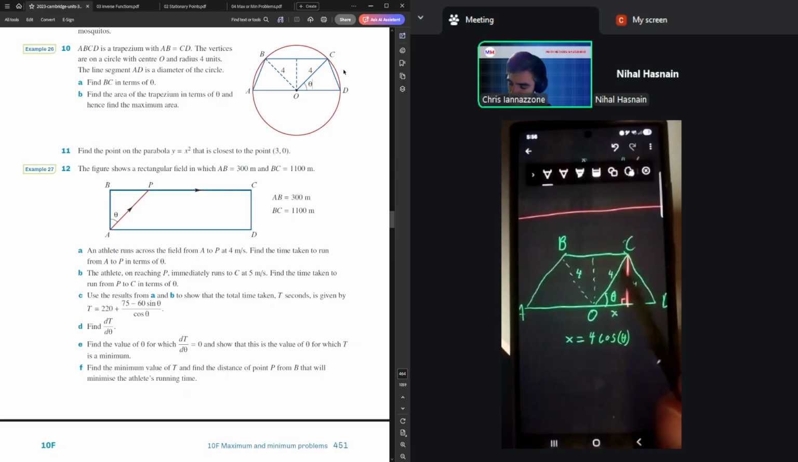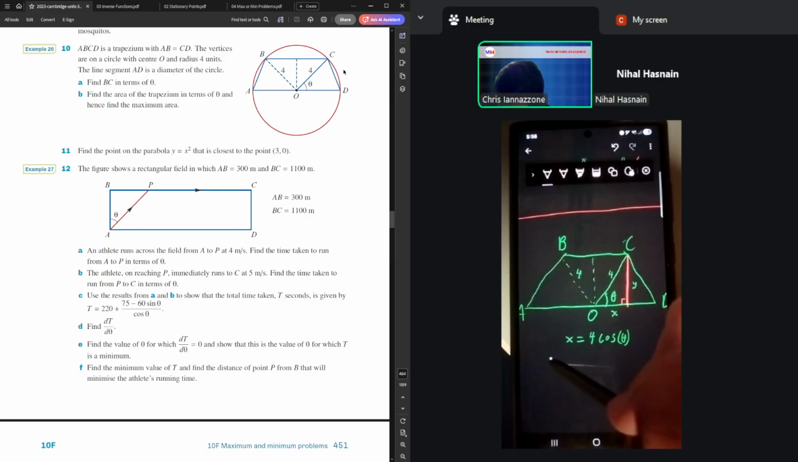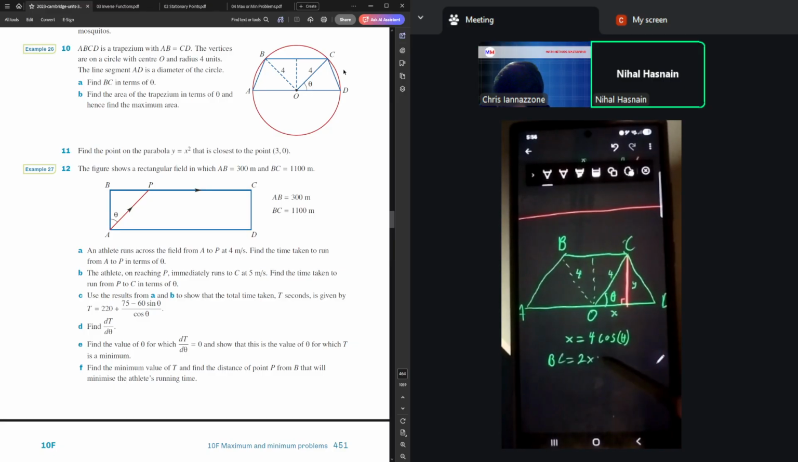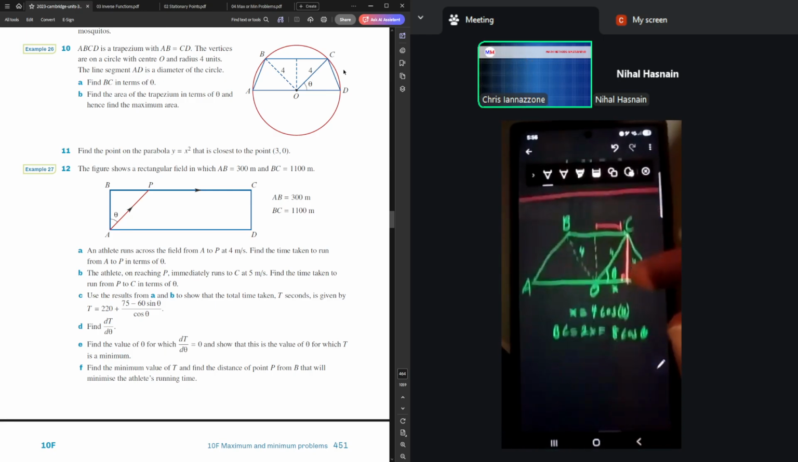It's a pretty common physics thing as well when you do projectile motion. You've got the hypotenuse, which is like your initial vector, and then you split it up into the horizontal and vertical components. So it all comes together. So x is 4 cos theta, so BC will be double that, at 8 cos theta. Yep, that's exactly it. This translates up to here, and then you're doubling that up. Brilliant. BC is 8 cos theta. Done.